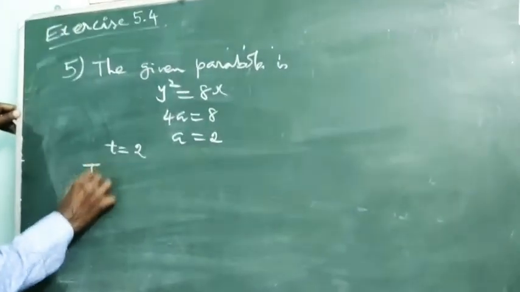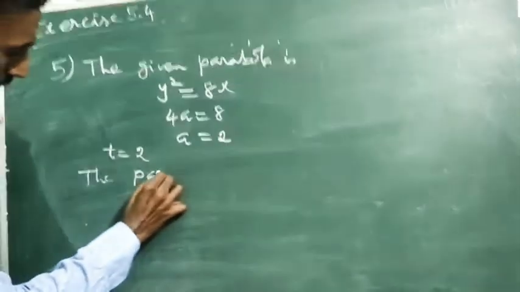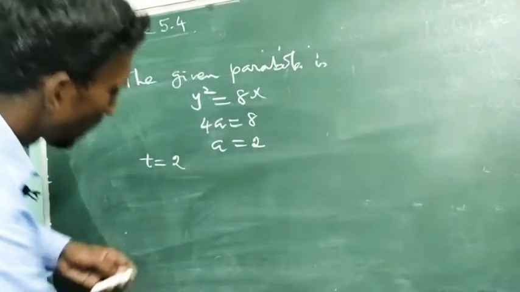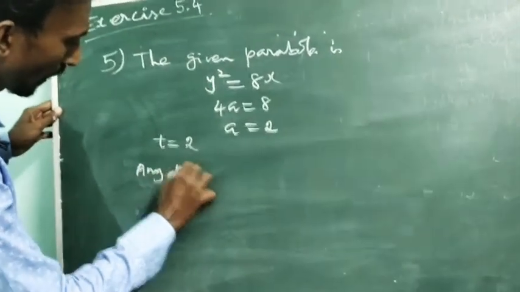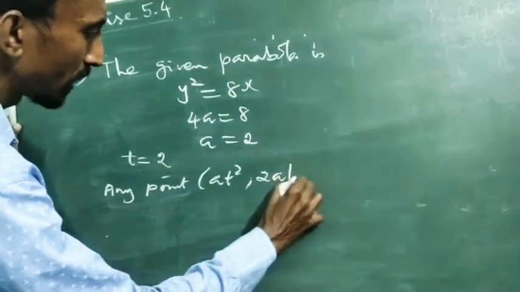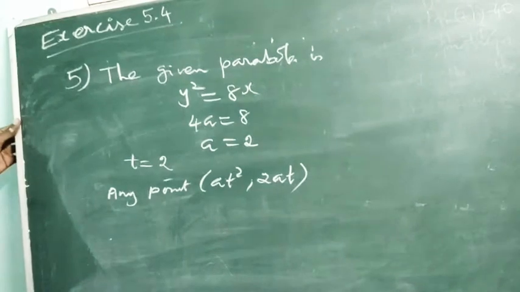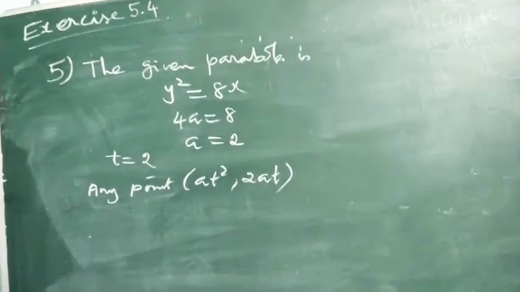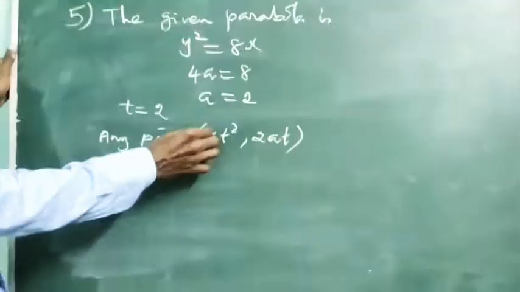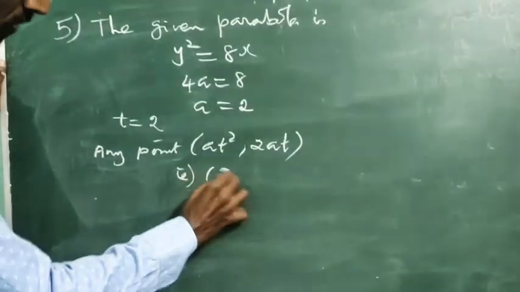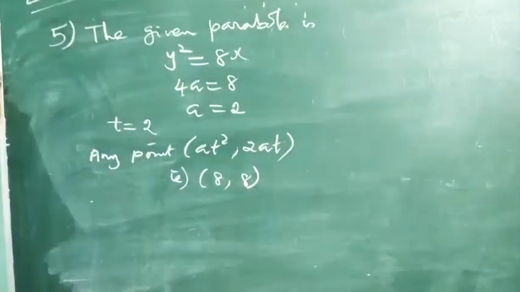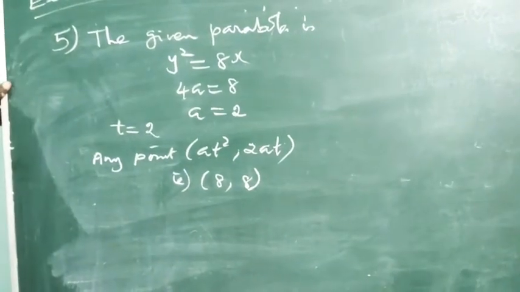So the parametric form: any point on the parabola is at square comma 2at. X equal to at square, y equal to 2at. So put a equal to 2, t equal to 2. That is 2 into 2 square, 4, 8. Again 2 into 2 into 2, again 8. So we are getting that point as 8 comma 8.